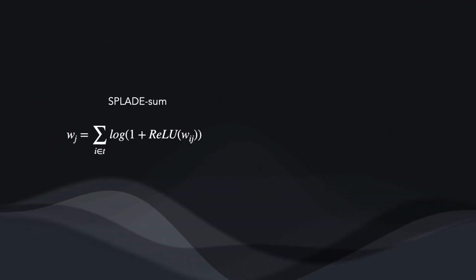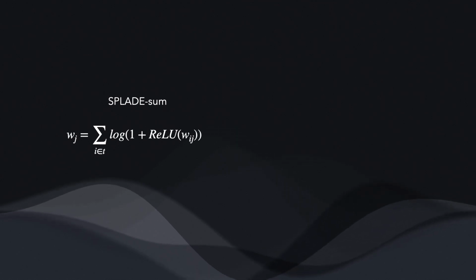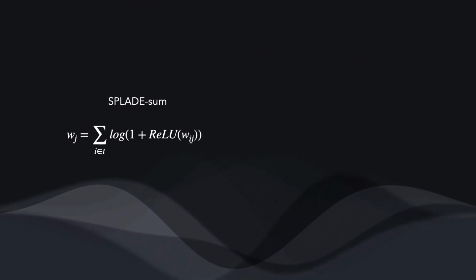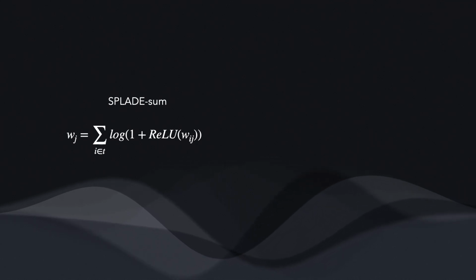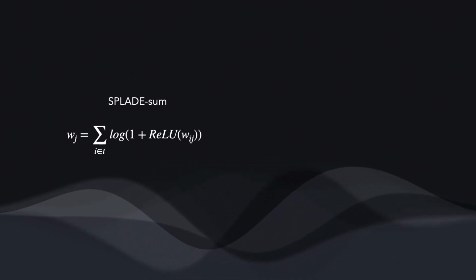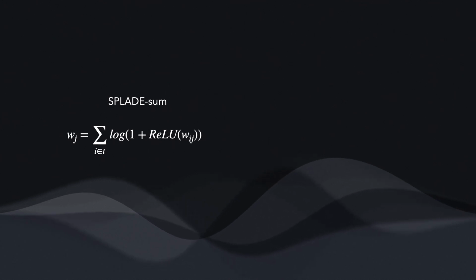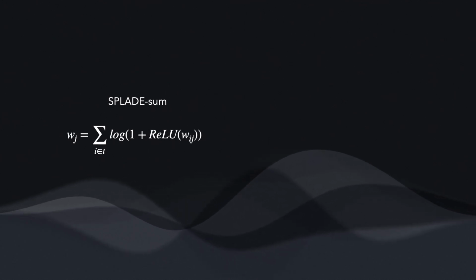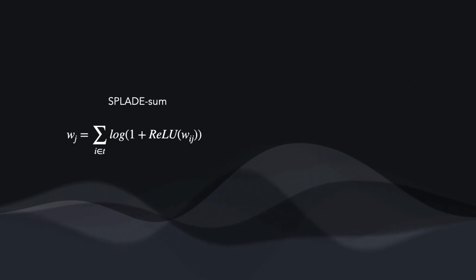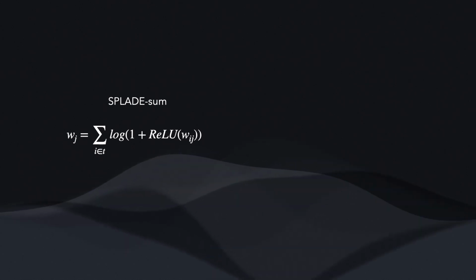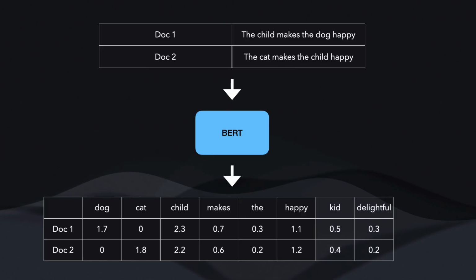The final representation for each token in the vocabulary is created by adding up the Wij values across the input sequence tokens. But first, ReLU is applied to make sure the term weights are positive. Before the summation, we also use log saturation. This helps prevent any one term from dominating and leads to a more sparse representation. We call this method SPLADE sum. By doing this, we can finally figure out the term weights for all the words in the vocabulary.